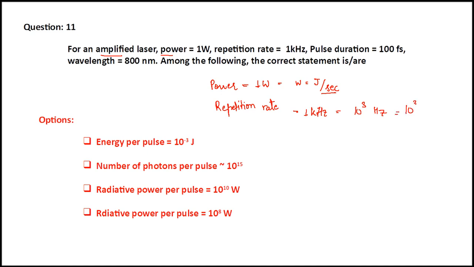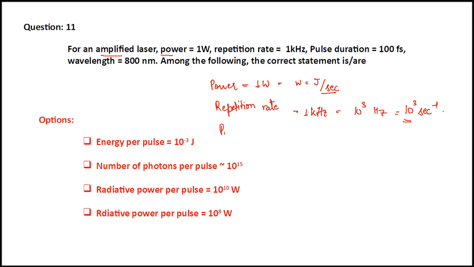Or you can say 10 to the power 3 second inverse. And what is repetition rate? It means if you talk about 1 second, it repeats itself 10 to the power 3 times. Means 1000 times the laser, 1000 pulses you get in 1 second, right?